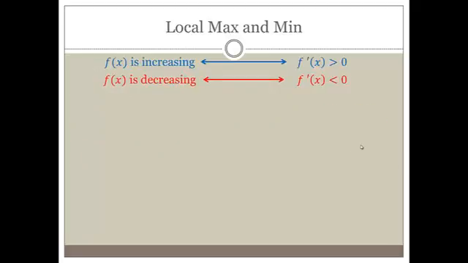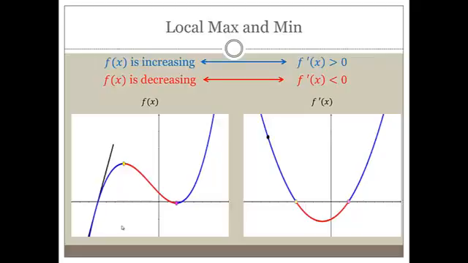As we move forward, it will be useful to keep in mind that a function is increasing when its derivative is positive, and it's decreasing when its derivative is negative. We can visualize this idea using the graphs of f of x and f prime of x. Our function f is depicted in the graph on the left.